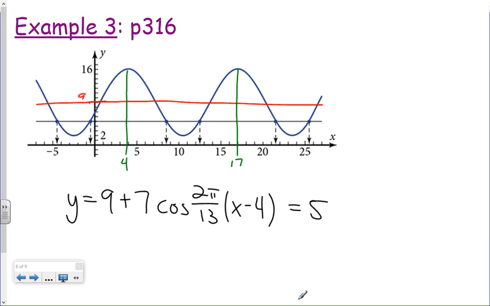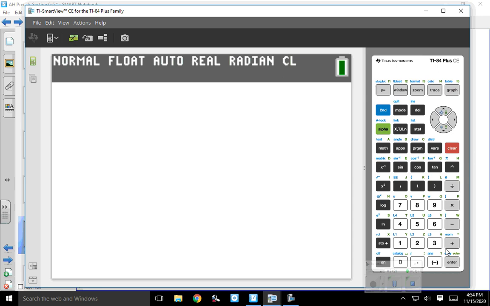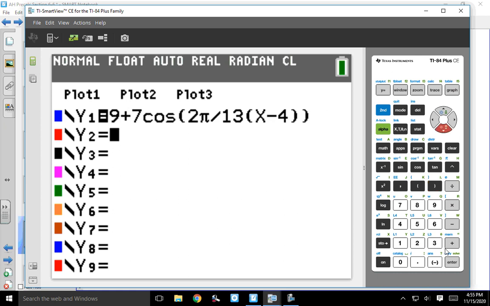So let's grab our calculator and plug that into y1 and y2. Let's go to your y equals menu on your calculator. We've got to put in 2 functions. Let's put our sinusoid in first: 9 plus 7 times the cosine of 2 pi divided by 13, times x minus 4. Again, make sure you're in radian mode here. You should be already from the previous example, but make sure you still are. And then y2 is going to be y equals 5.